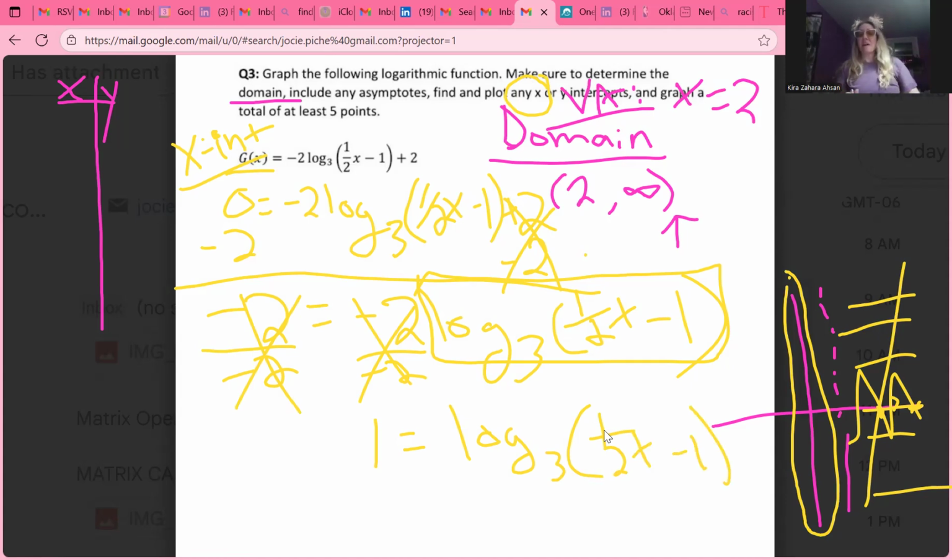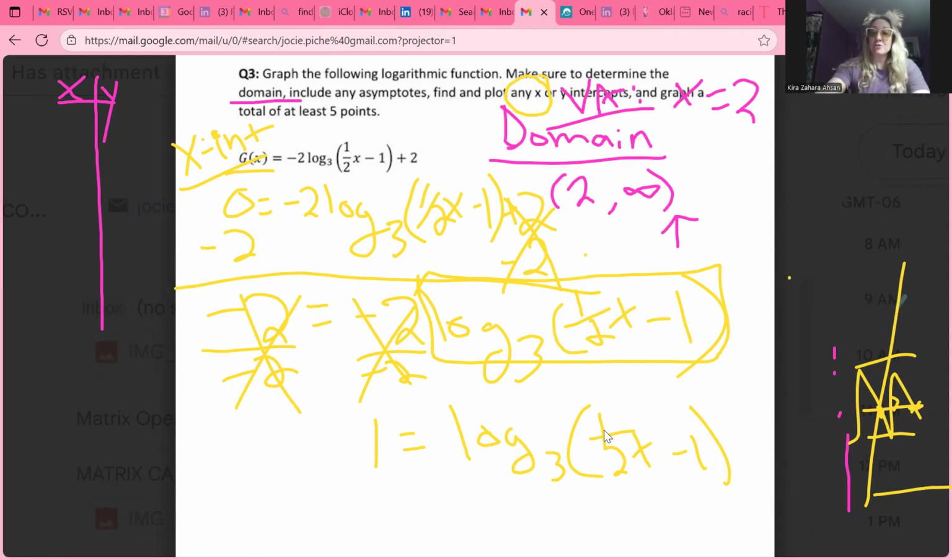All right. So you might say, well, what the heck? How does that help me? It's not very helpful if you do not know your log properties. So let's talk about that and about how a log function and an exponential function relate.